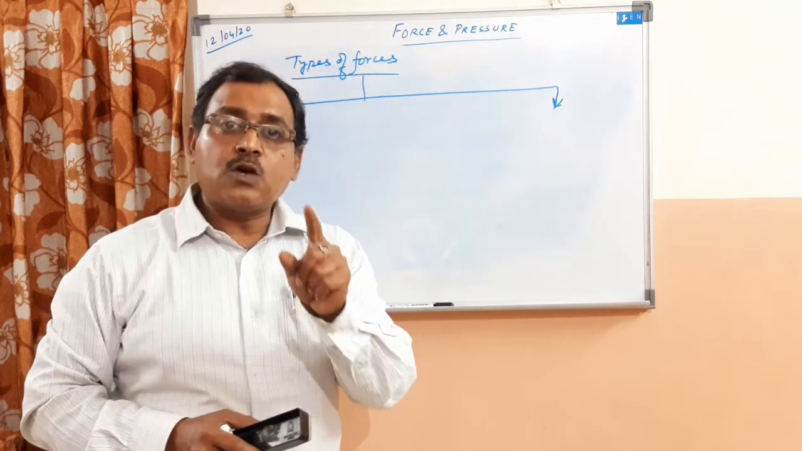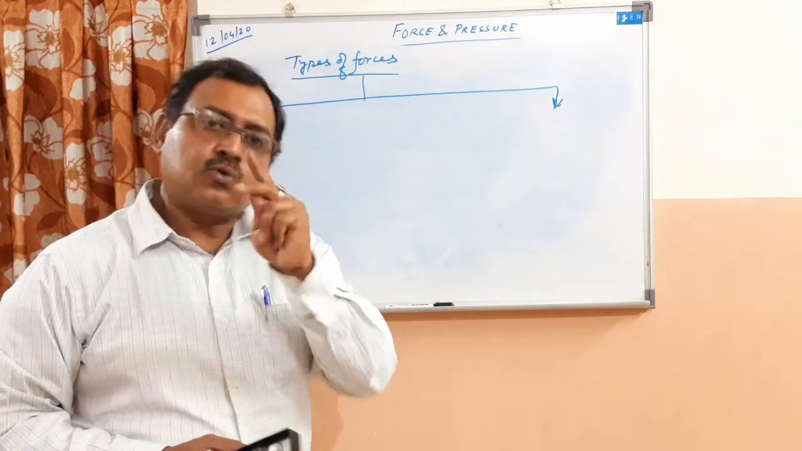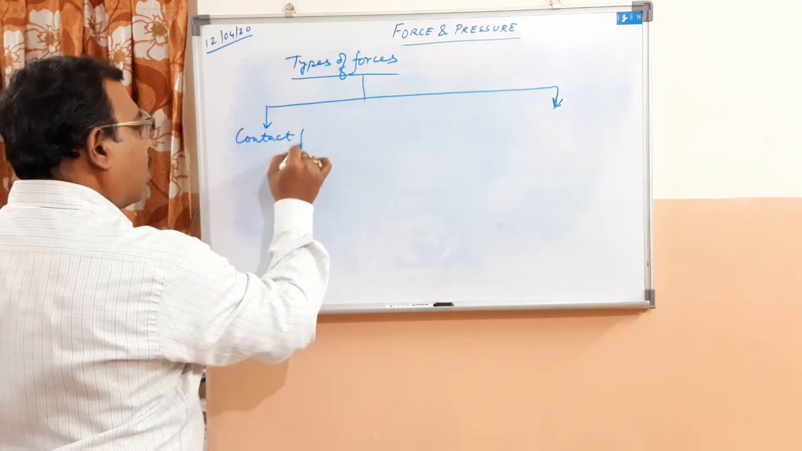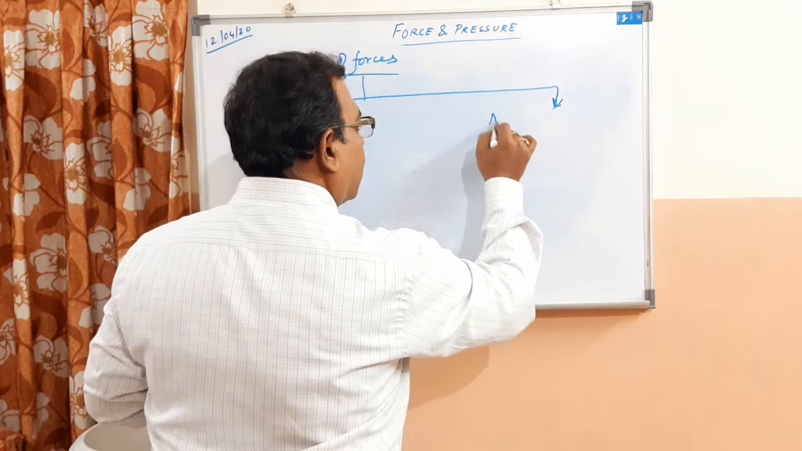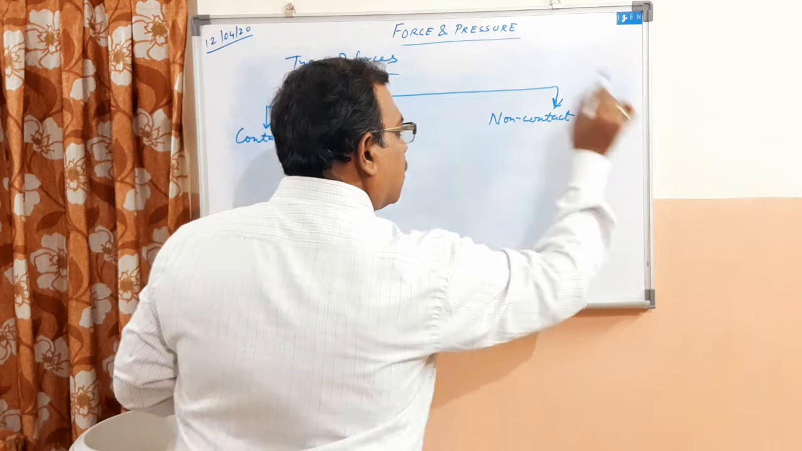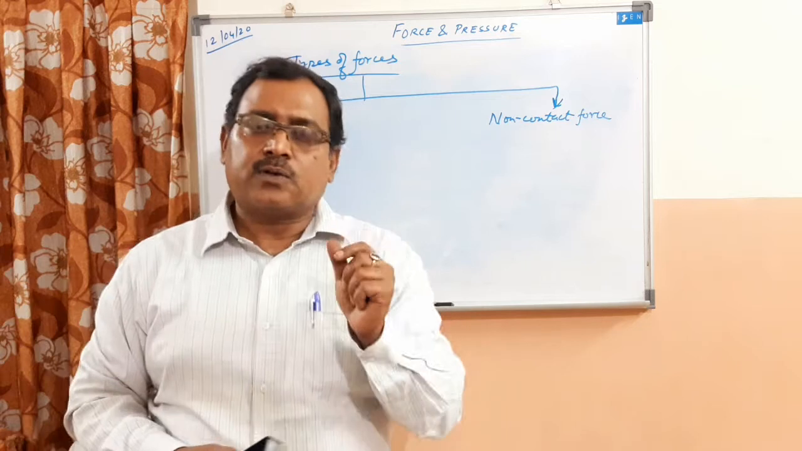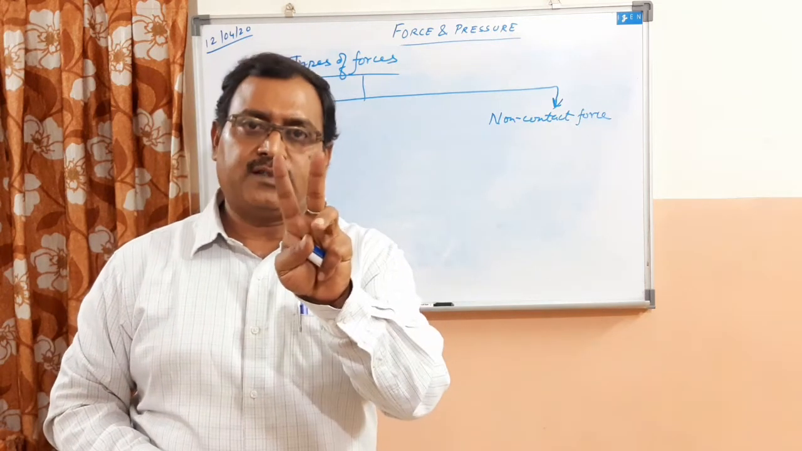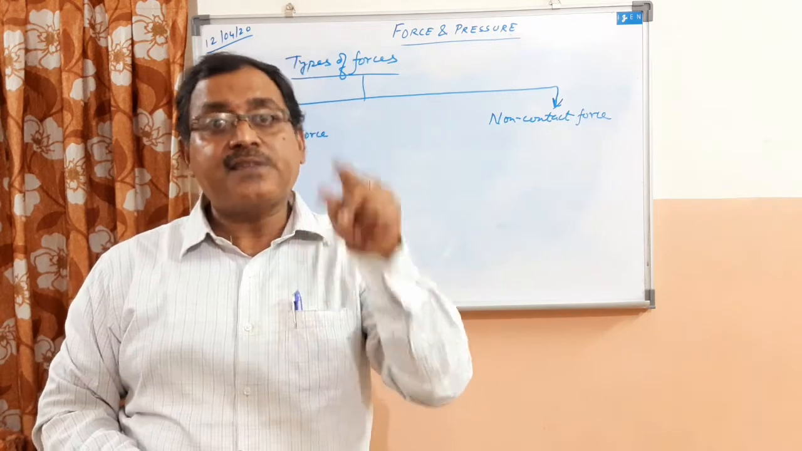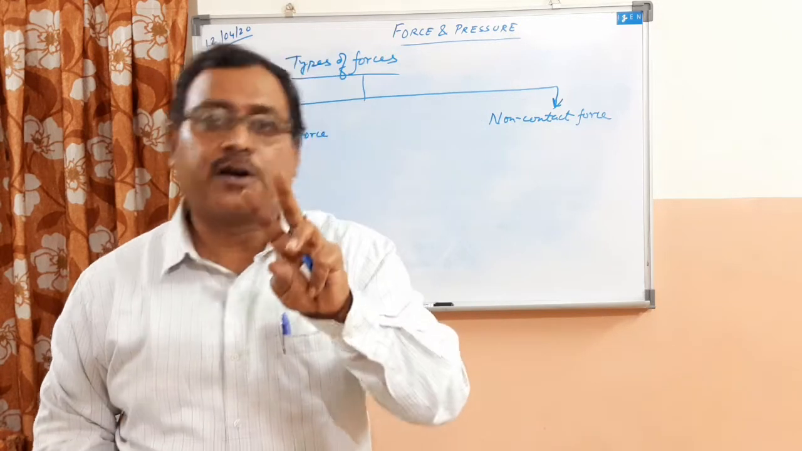So, I was telling you about types of forces. Now, there are chiefly two types of forces. First is called contact force and another is called non-contact force. Now, you must have understood that whenever I am speaking of force, there must be two bodies. One body is exerting the force and the other body is the one on which the force is being exerted. So it is always an interaction between two bodies.